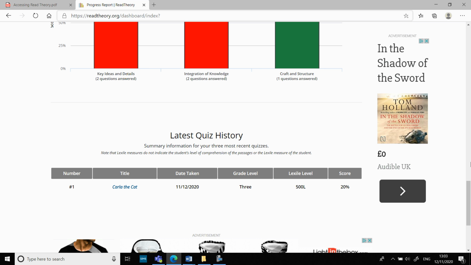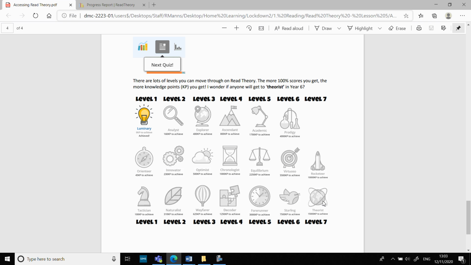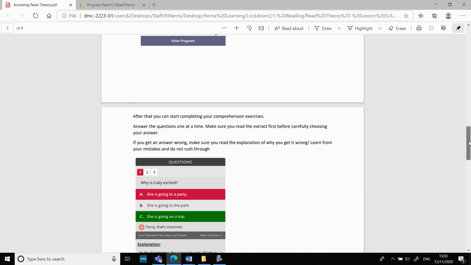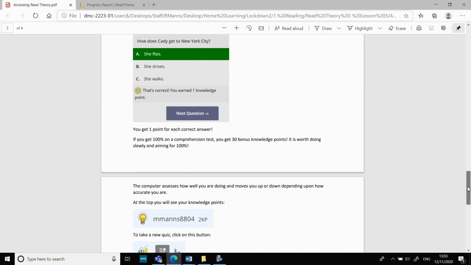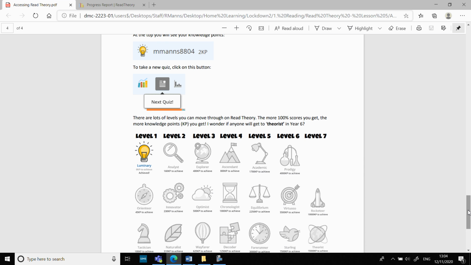In terms of how much to do today, I would say it should take you about 20 minutes to do that pre-assessment, and then to do the comprehension quizzes, I think you've got to aim to do at least 3 comprehension quizzes today. They don't take very long, they're quite short extracts. I would say at least 3, and the maximum is as many as you want to do. If you want to see how many knowledge points you get today, it'd be really good.